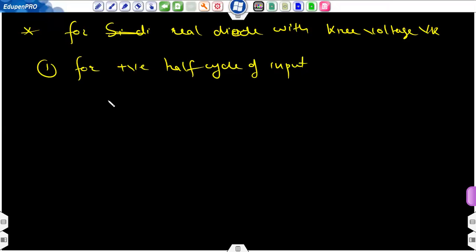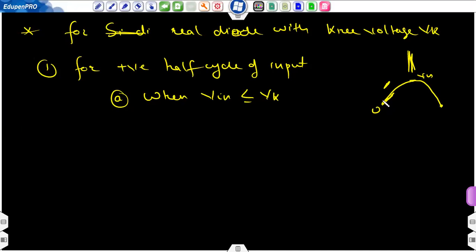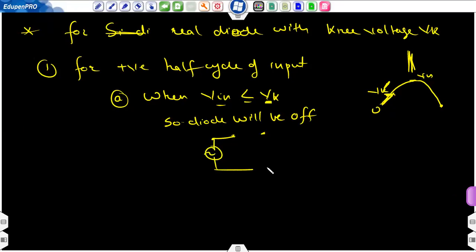Now you have two sub cases. Case A, when Vin is less than or equal to Vk. Because now your input is not instant like a square wave. It is a sine wave, rising from 0 to some value, reaching up to Vm, then falling back to 0. Let's say this point is Vk. Between 0 and Vk, Vin is less than Vk, so the diode will be off, because this is the minimum voltage to turn it on. So the diode is in the off state, and off state means you have to open circuit it.